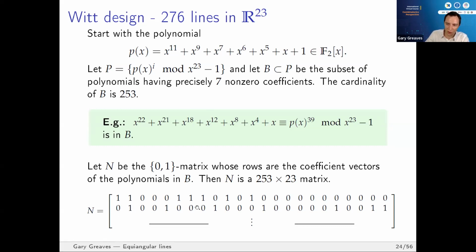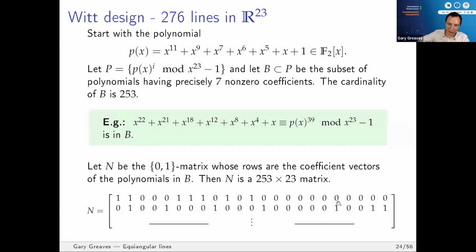And the second row is going to correspond to this one here, P x to the 39. So this one has a 0 here, which means there's no constant term. And then there's a 1 here because we have an x. Then 0, 0 because we don't have x squared, x cubed. There's a 1 here because we have x to the 4, and hopefully you get the idea. And then we have 2 1s here because we have x to the 21 and x to the 22.